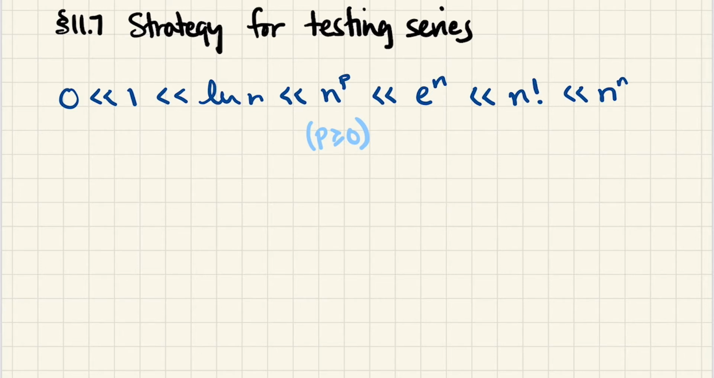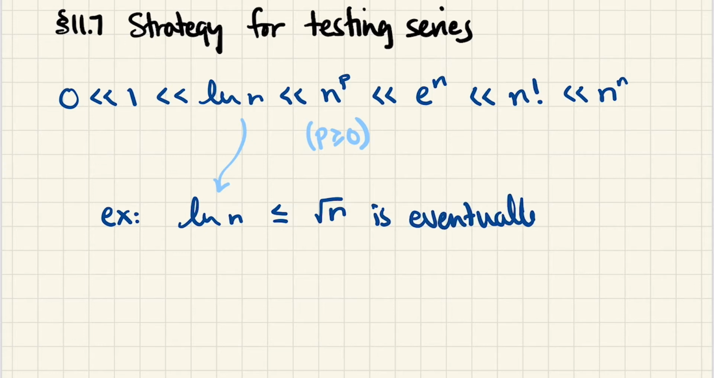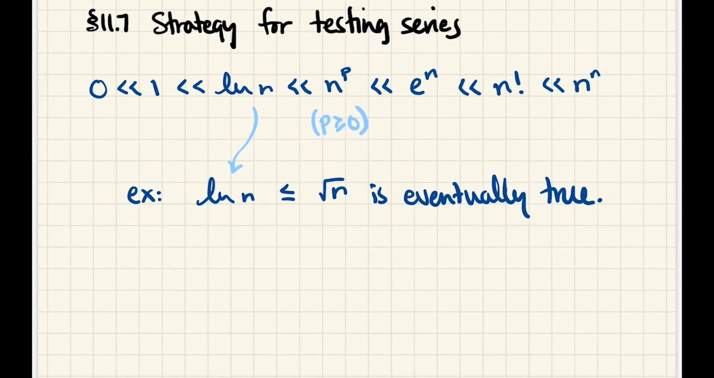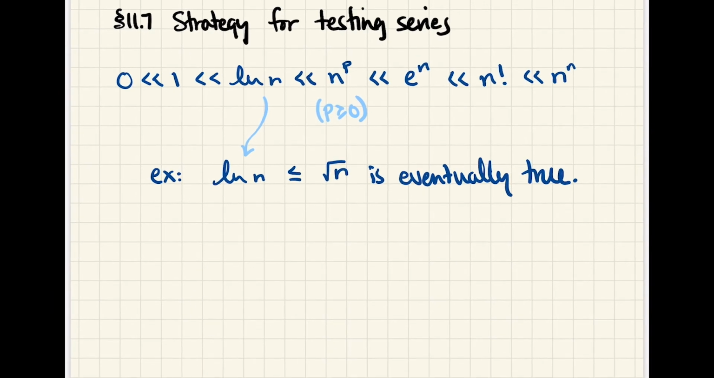Just as a quick example of using this, we could say that natural log of n is less than or equal to, say, the square root of n, which is in the category n to the p. This is eventually true. Looking at their graphs, it might not even be obvious because they both have sort of a shape like this, right? But you can count on this being eventually true, meaning for large enough n, this is true, and when it takes hold, it'll be that way forever for all larger values of n.